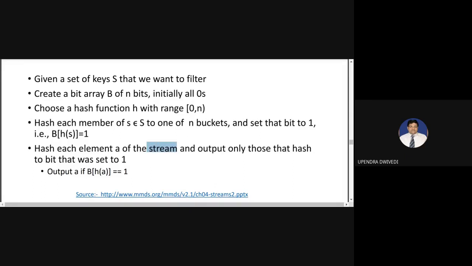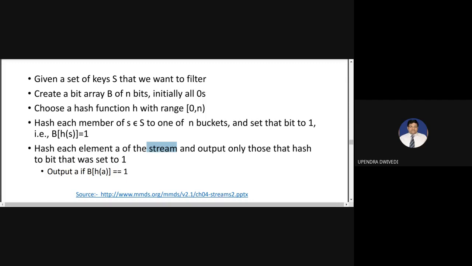Now, whatever the output, we have an output here. All the values will be between 0 and n, and we take those outputs and hash them to the bit that was set to 1. Again, what we are trying to do is check the output of this stream after applying the hash on each element. Suppose it has n elements and this is our first element.